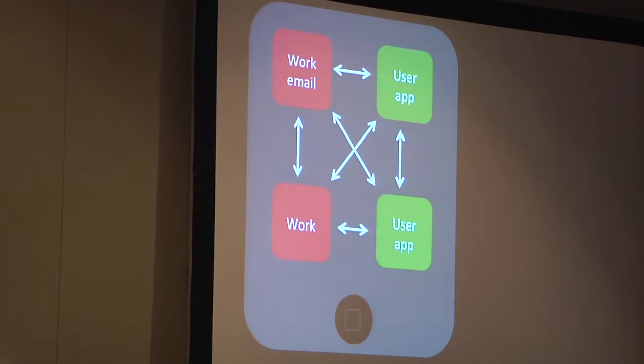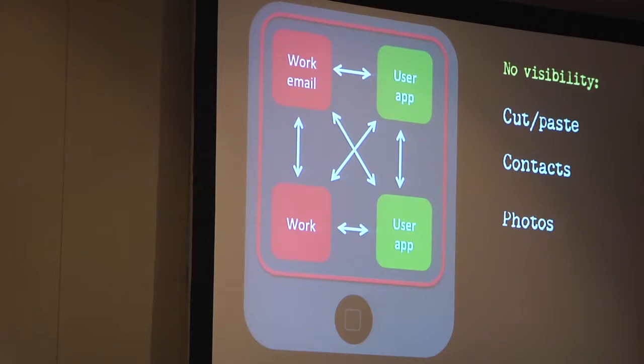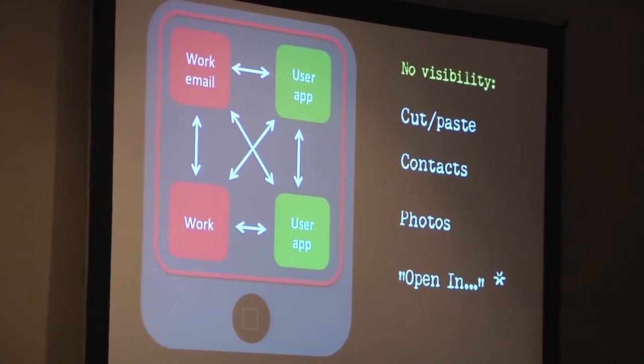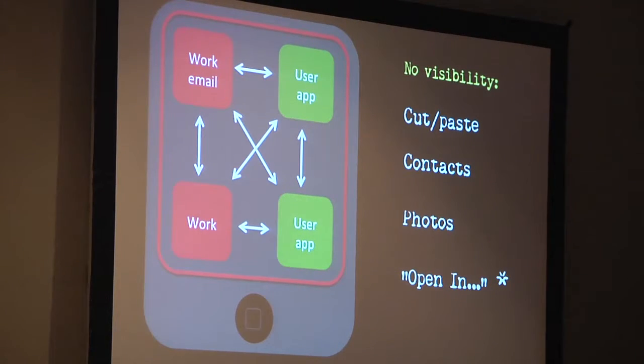And I'm going to put a password on the device. I'll encrypt the entire device. I'll remote wipe the entire device. That's great. But all that party in there is still going on. There's no visibility into copying and pasting, the contacts, how the photos are shared, that open-in thing. But wait, see this asterisk? Remember how I told you that iOS 7 was going to change everything?